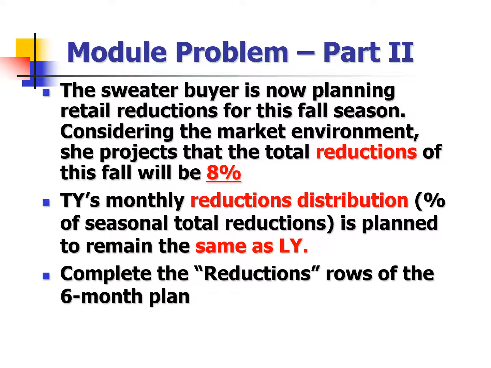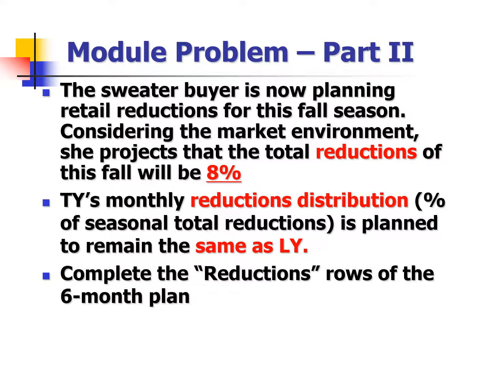All right, so let's practice what we learned by working on the module problem assignments, part 2 of the assignment, which is planning reductions. This case continues from what we saw before for planning sales. The sweater buyer is now planning retail reductions for this fall season. Considering the market environment, the buyer projects that the total reductions of this fall will be 8% of the seasonal sales, right? The entire seasonal sales.